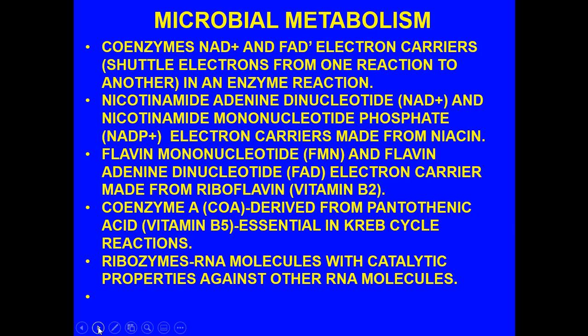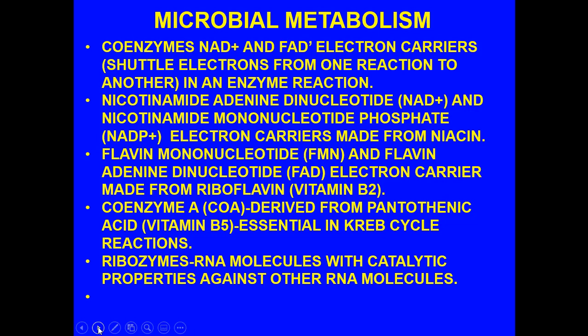Now, what happens here, oh, and I stand corrected, it's supposed to be NADP, I believe. But anyways, these are actually derivatives of niacin. Nicotinamide adenine dinucleotide, which is NAD, and nicotinamide adenine dinucleotide phosphate, NADP, are electron carriers made from niacin. Flavin mononucleotide, FMN, and flavin adenine dinucleotide, FAD, are electron carriers, and they're made actually from another B vitamin, riboflavin.